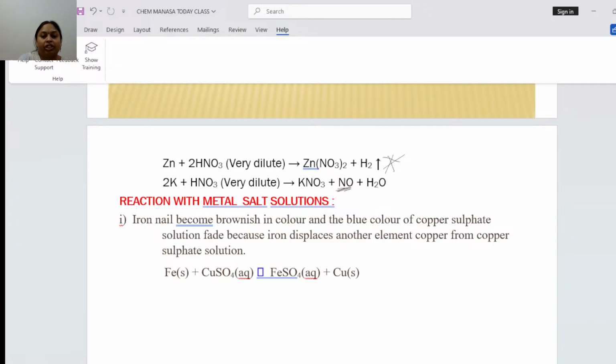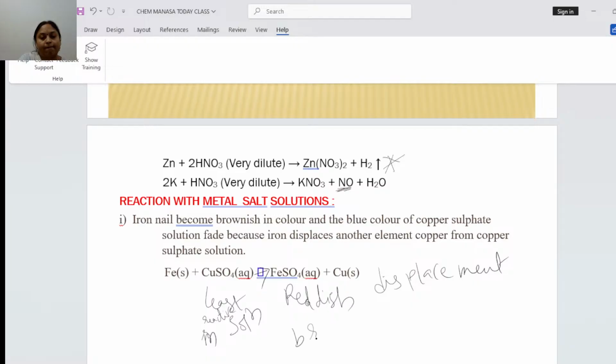So next, in the first chapter we have the displacement reaction. What is a displacement reaction? When a highly reactive metal reacts with a less reactive metal which is in aqueous solution form, displacement occurs. So here ferrous sulfate is formed, the reddish brown color is deposited, and the blue color fades and turns to pale green. Here the color of the solution is blue.